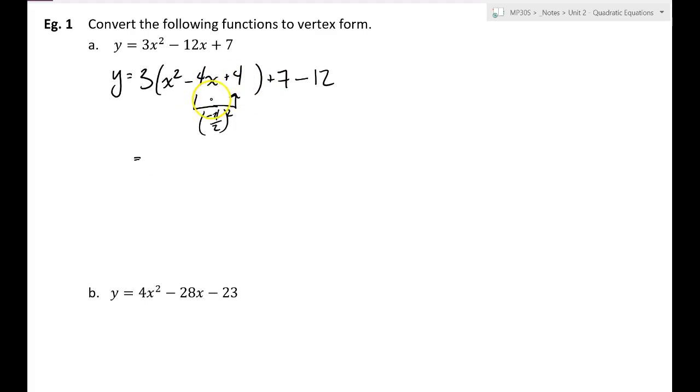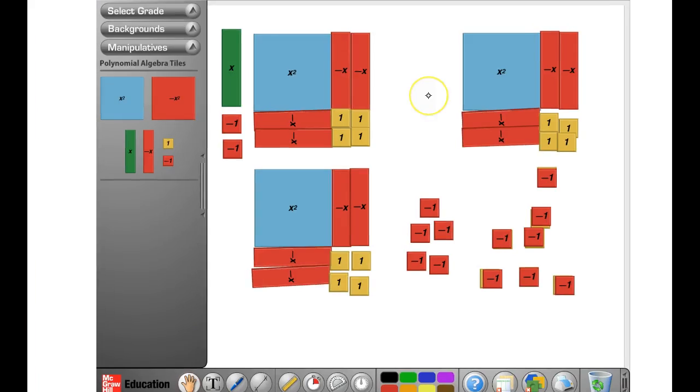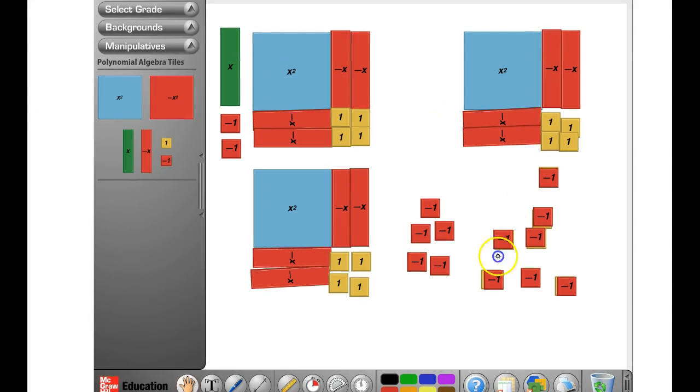From there, we know that this is a perfect square now. So it's 3, and my factor is x minus 2 squared. 7 minus 12 is negative 5. And now I'm done. That's my vertex form: y equals 3 times x minus 2 squared minus 5. And that matches our picture that we created over here once we excluded all of these negative positive zeros.